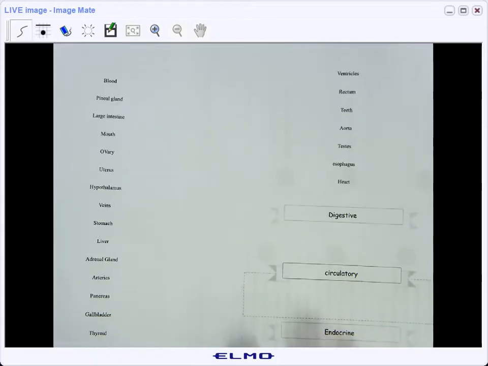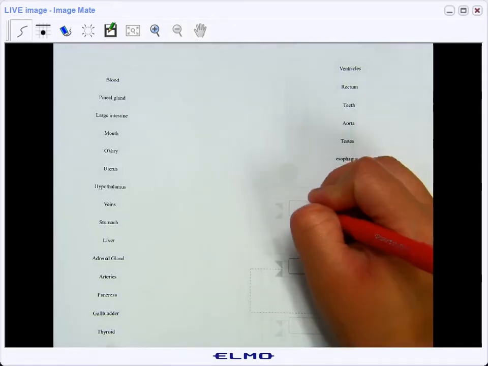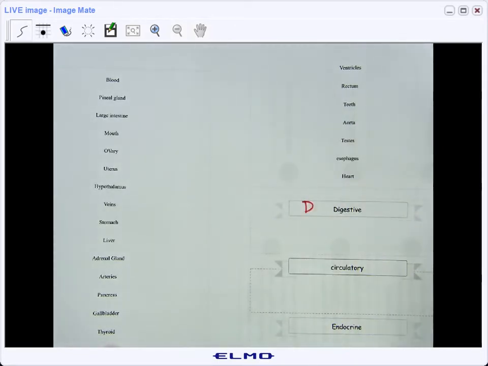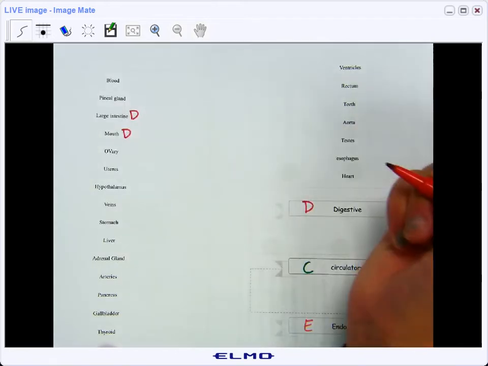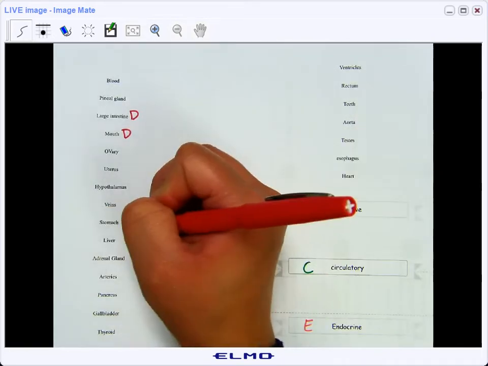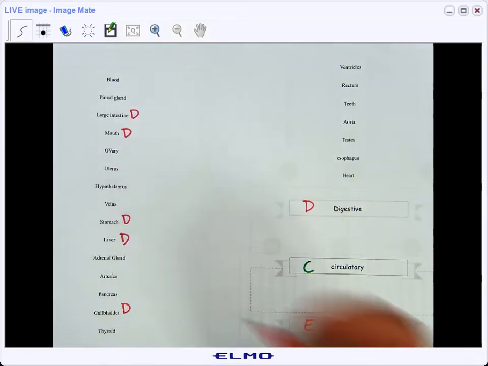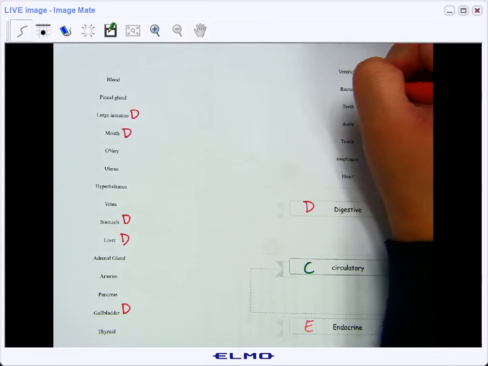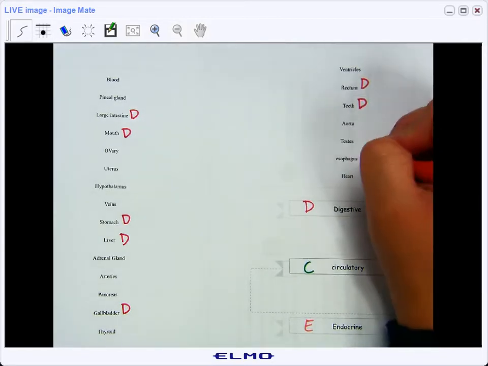Next, we're going to put the organs to their correct body systems. For digestive, I'm going to use D. For circulatory, I'm going to use a C. And for the endocrine, I'm going to use an E. Digestive system is going to include your large intestine, your mouth, your stomach, your liver, your gallbladder, rectum, teeth, and esophagus.